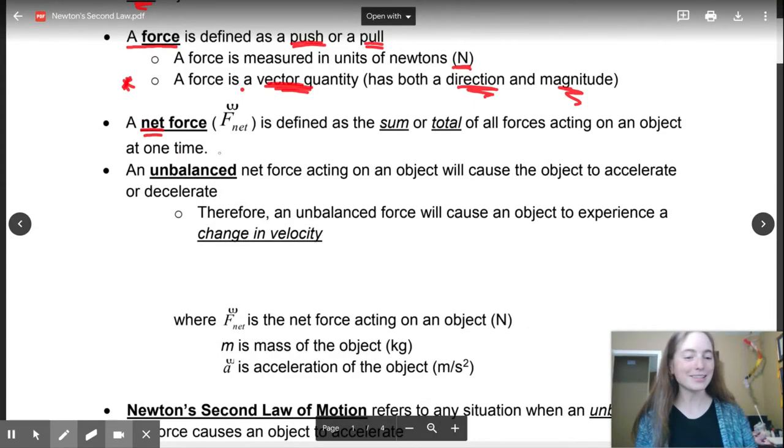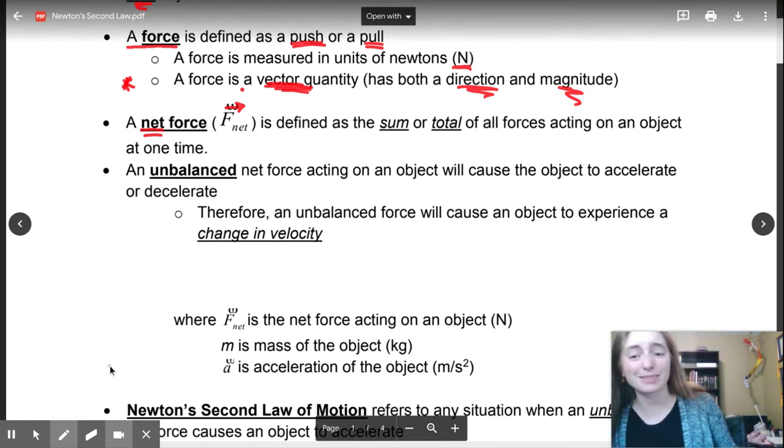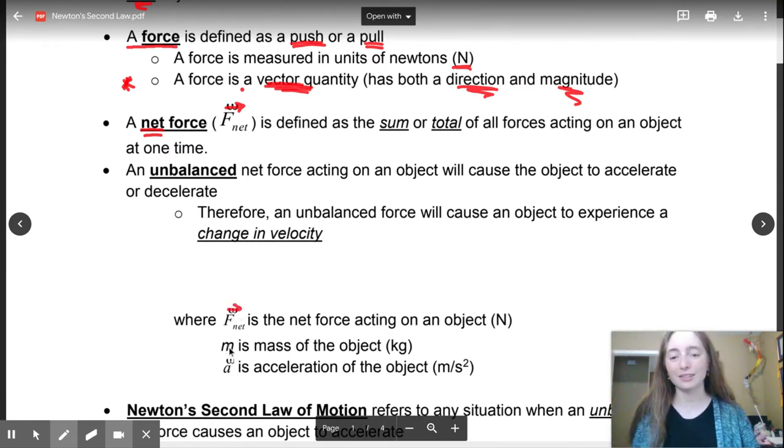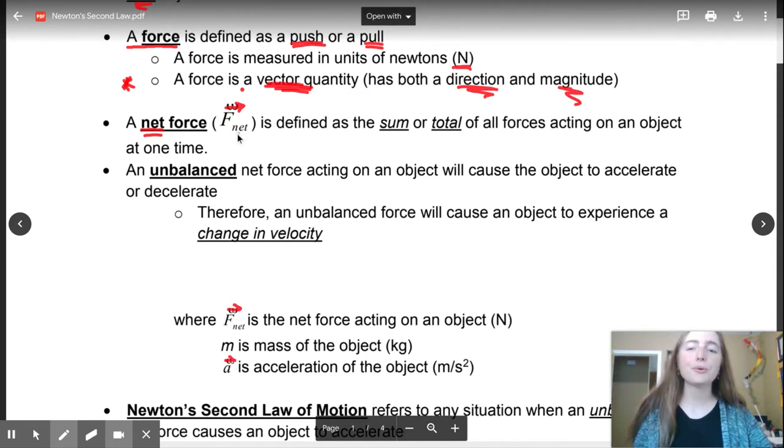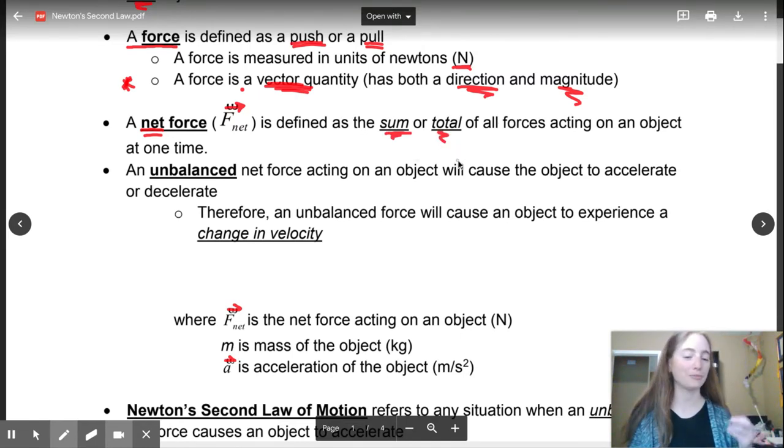The same idea here, the net force. Now the computer messed up all of my vector arrows. I'm sorry, these are all supposed to be vector arrows. So the net force is defined as the sum or total of all forces that an object is experiencing at a single point in time.